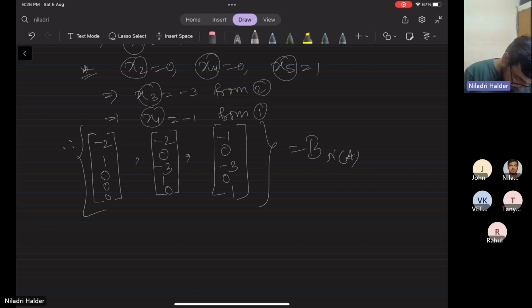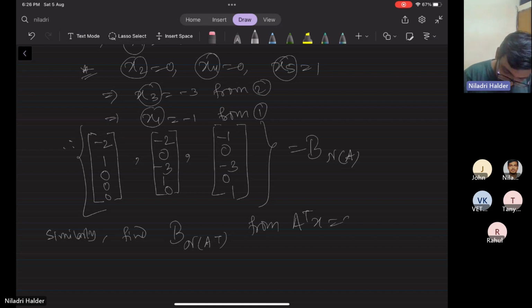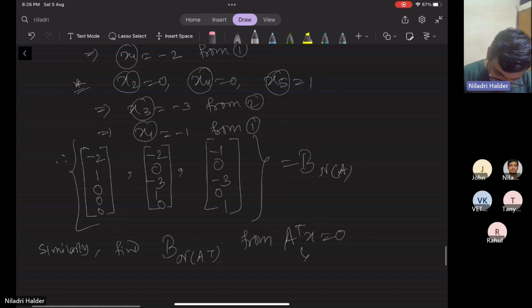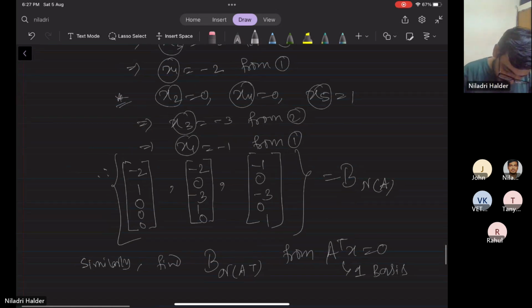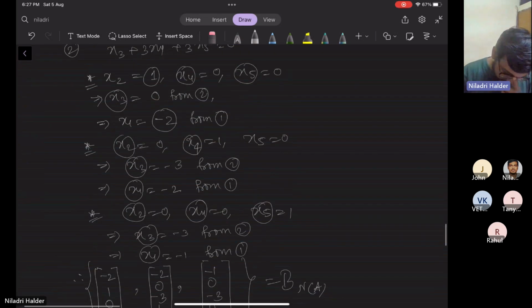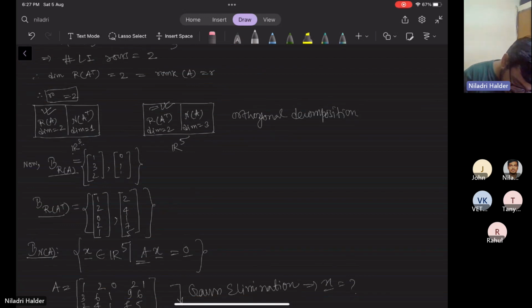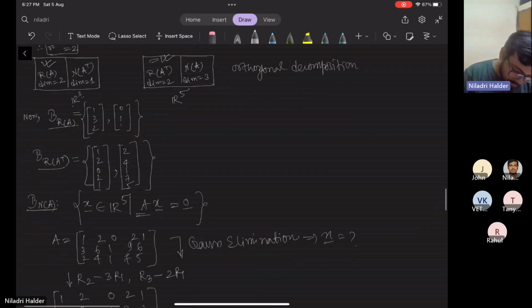So similarly, find the basis for the null space of A transpose from the equation A transpose x equals 0. Okay, so this will have only one basis. And one more thing you can check is that the null space of A and the range space of A transpose are orthogonal.